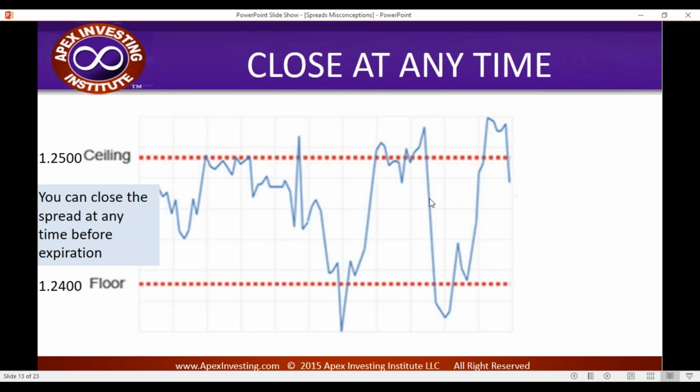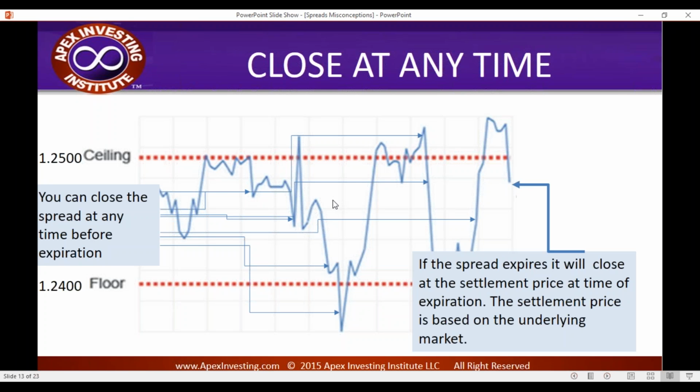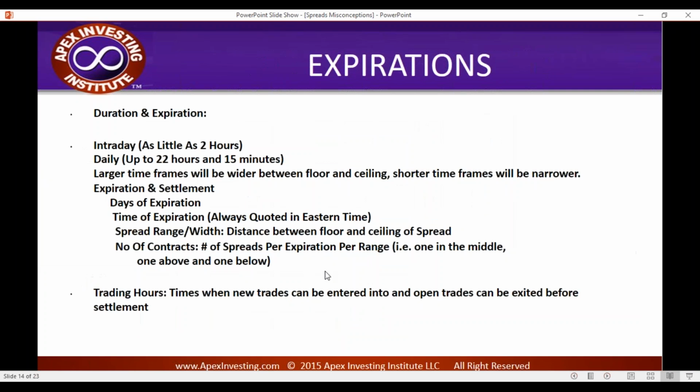Maybe they think it's going down, you know what I mean? Okay? So you can exit it any time, or you can hold it until expiration. And if the spread expires, it will close at the settlement price at the time of expiration. The settlement price is based on the underlying market.